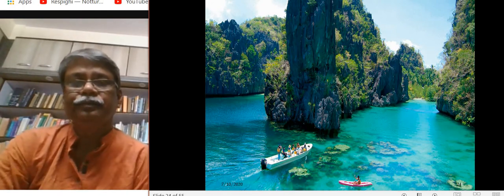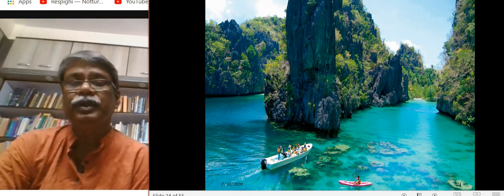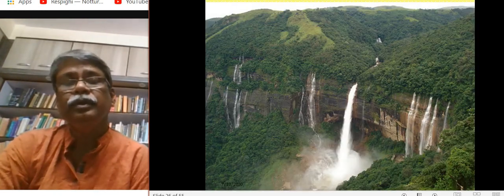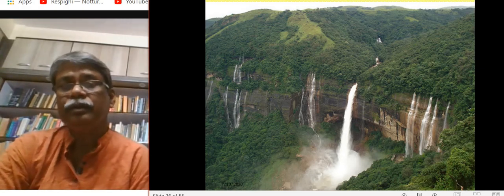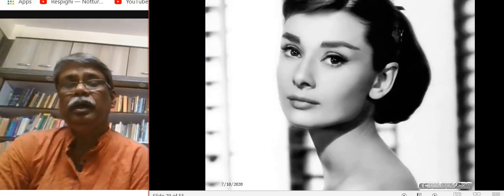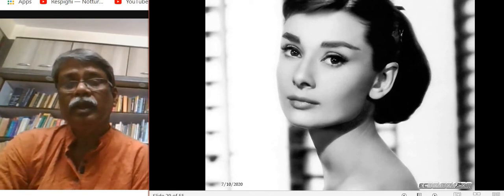So the first one, it's a natural scene. This is also a natural scene. This too is a natural one. Well, this is a famous Michelangelo drawing. Here again another natural scene. Okay, Audrey Hepburn, and this is of course Maharaj Dada, Sourav Ganguly's off drive. Now you have to tell what is the common thing, right?